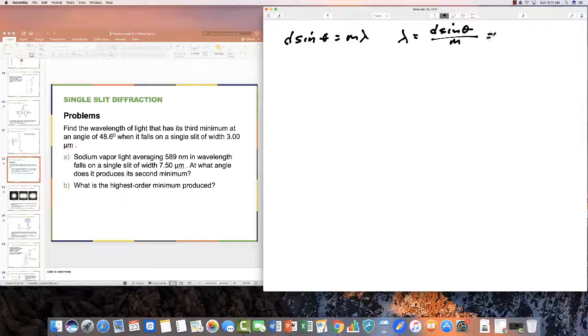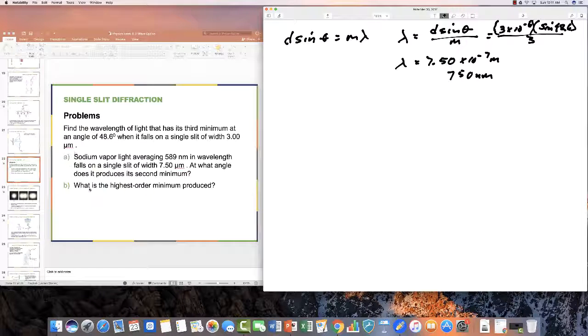So that's going to be d sine theta over m, and m is 3, d is 3 times 10 to the minus 6, m is 3, and sine of 48.6. If you do the math here, lambda ends up equal to 7.50 times 10 to the minus 7 meters, which is 750 nanometers.